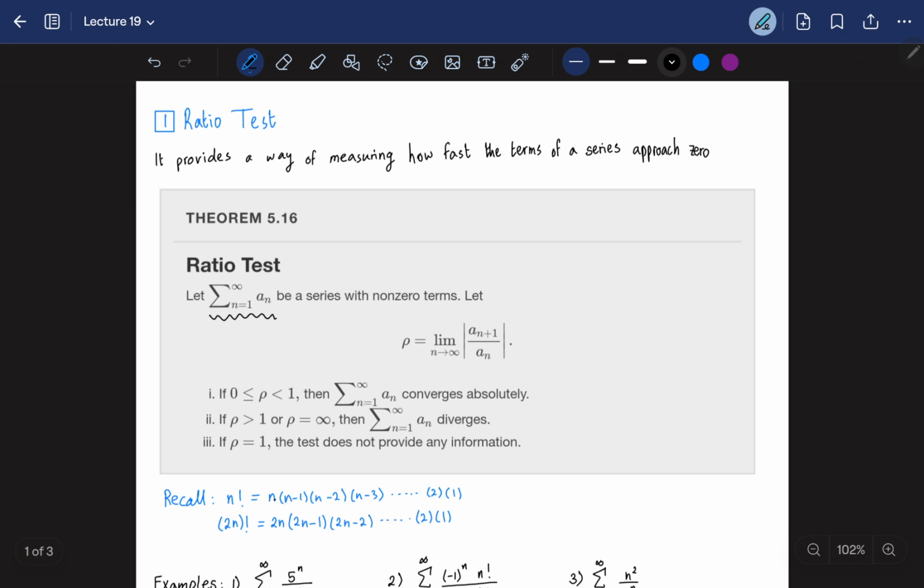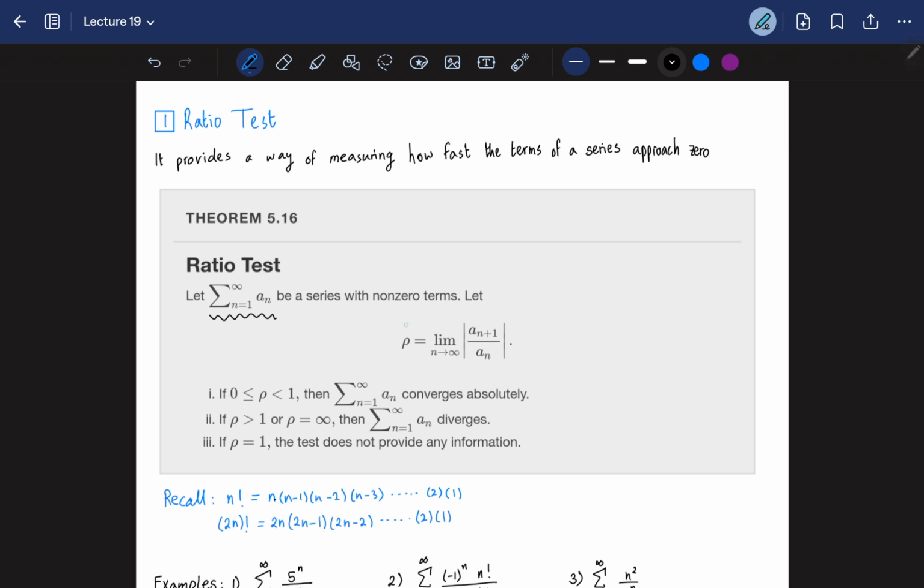So let's see. I have a series of a_n, all non-zero. To use the ratio test, you're going to take the limit of a_(n+1) divided by a_n, and see what value you get. So it's pretty easy. You just calculate the limit. Depending on the value of the limit, you're going to determine whether your series is convergent, divergent, or if you don't have enough information.